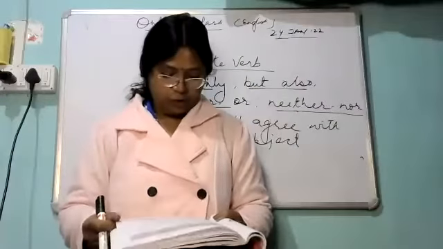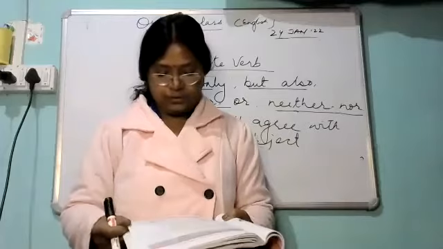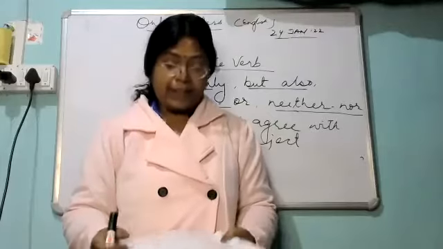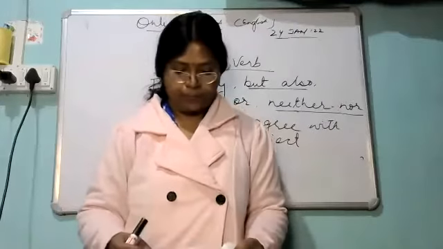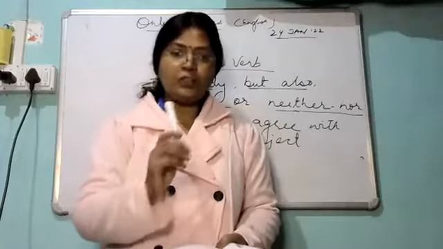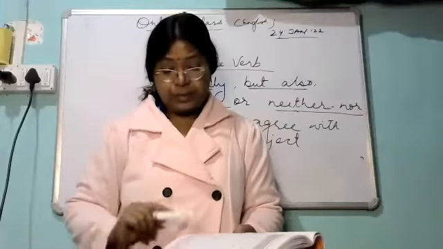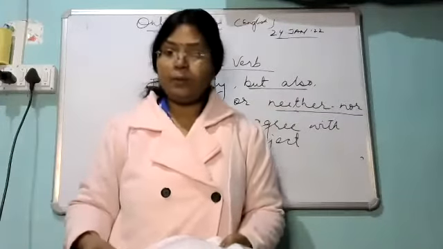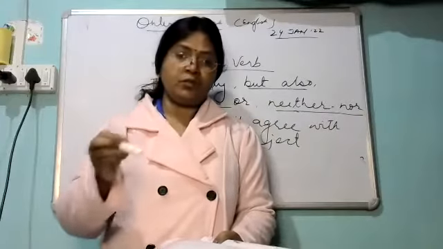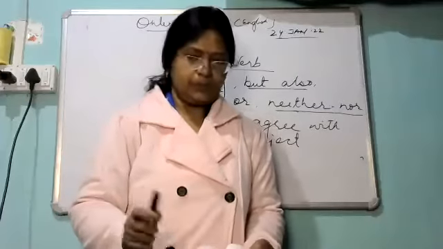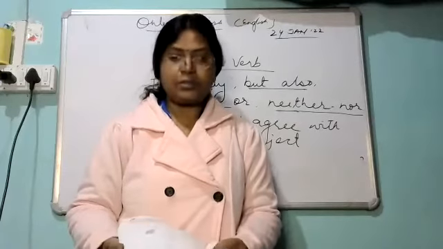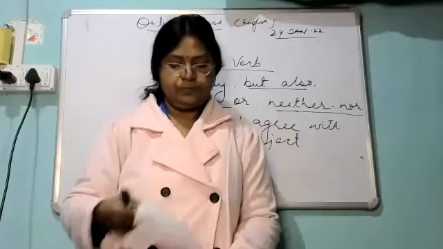But when we think about the members of the collective noun individually, we use plural. The team has chalked out a strategy, meaning here the team is working as one unit. The team were divided on playing strategy, meaning here we are talking about individual players. Understood? Yes, ma'am. Any doubt? No, ma'am.